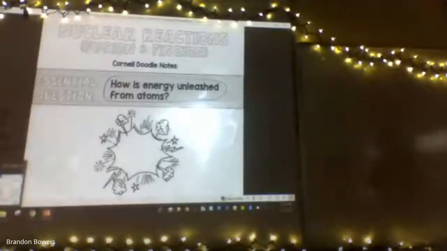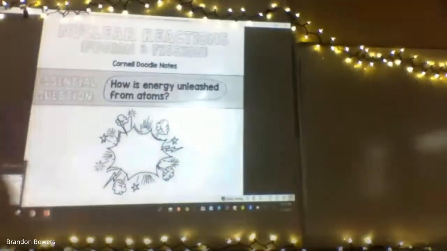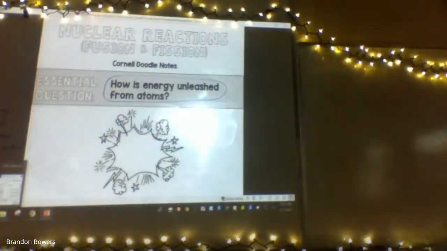Where does that energy come from? How can we create it? And how can we use it? That's the goal. How is energy unleashed from atoms?